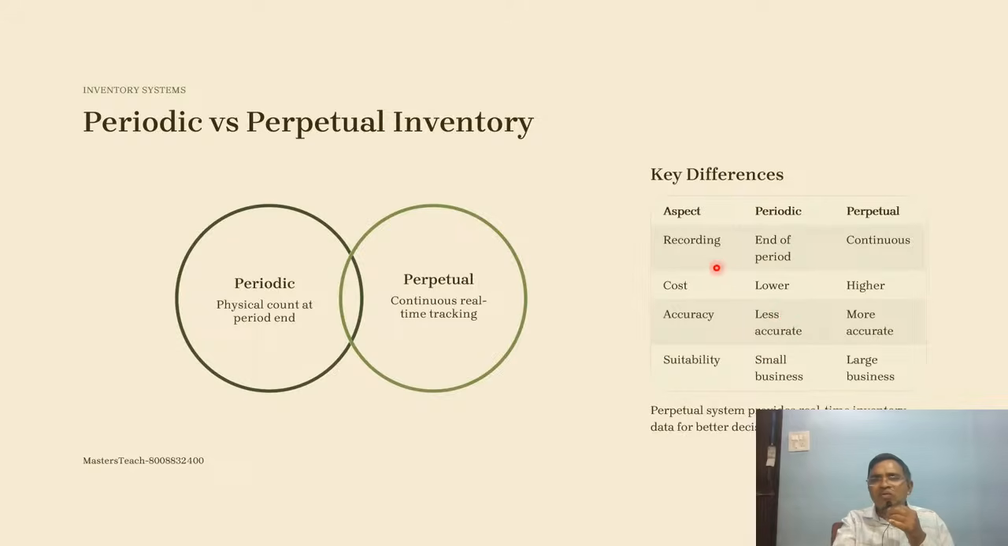Okay, so the periodic system records at the end of the period and has a lower cost, whereas perpetual has higher accuracy. There is less accuracy in periodic, whereas perpetual is continuously updated the same day, so it is more accurate. Periodic is suited to a small business, whereas perpetual is for large businesses. The perpetual system provides real-time inventory data for better decision making.